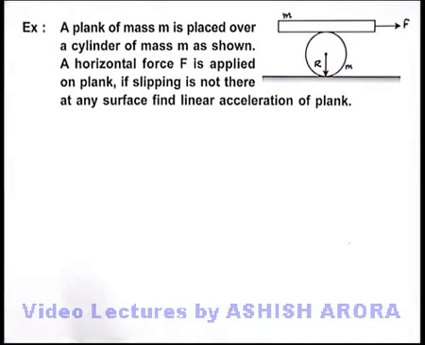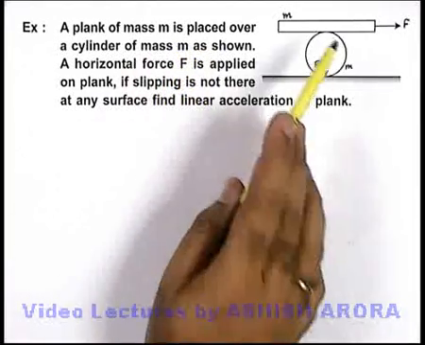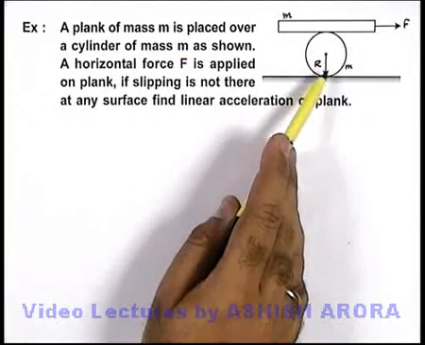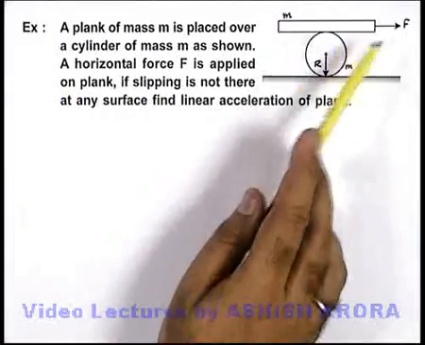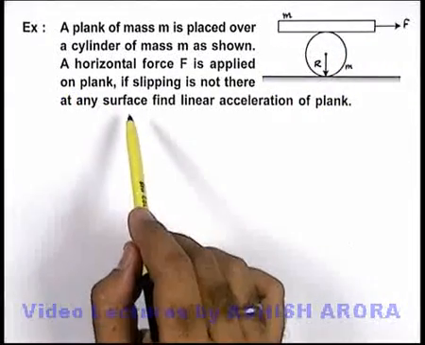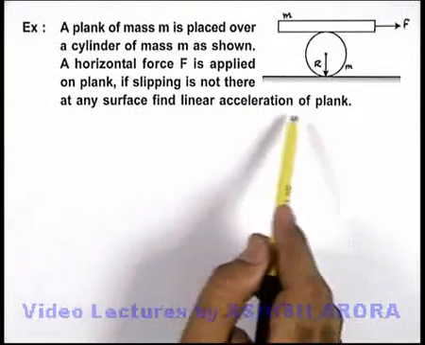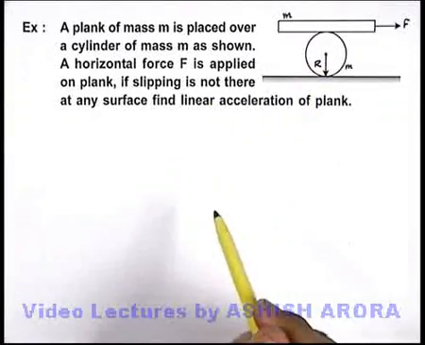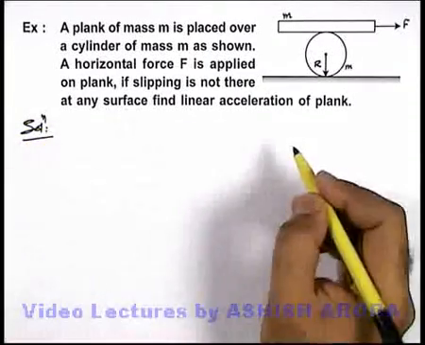In this example, we are given that a plank of mass m is placed over a cylinder of mass m as shown, and a horizontal force F is applied on the plank. If slipping is not there at any surface, we are required to find the acceleration of the plank. Now, in the solution, we can analyze the situation first.